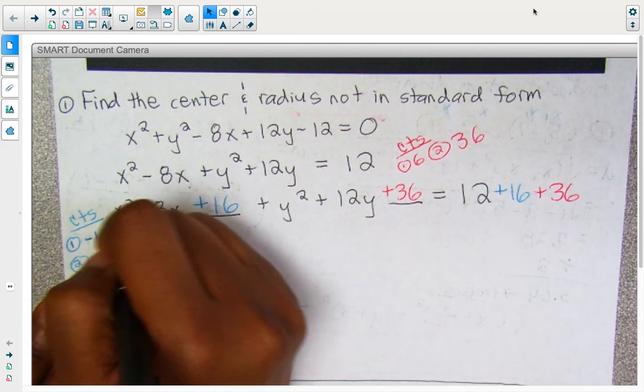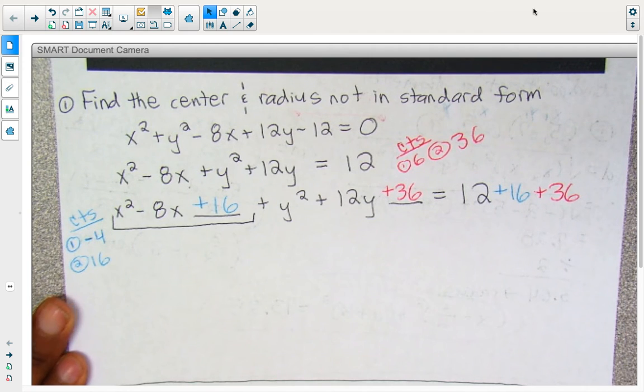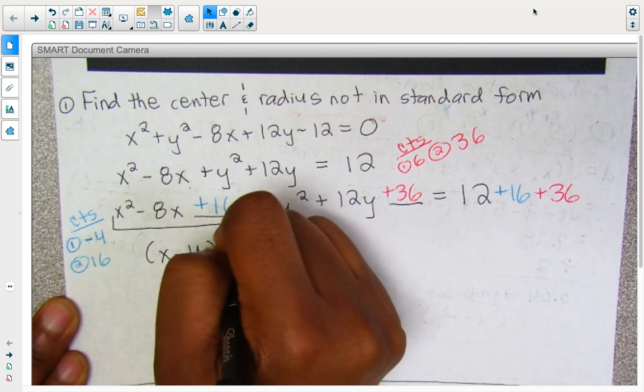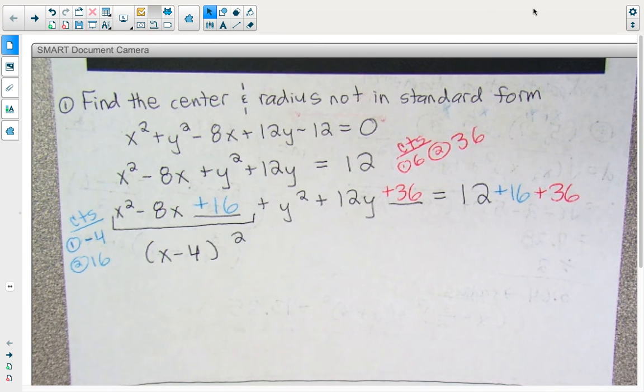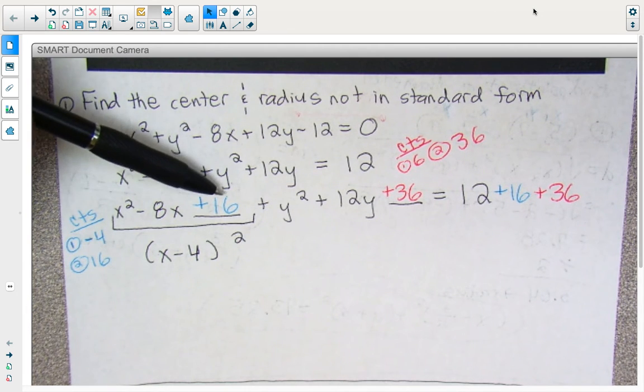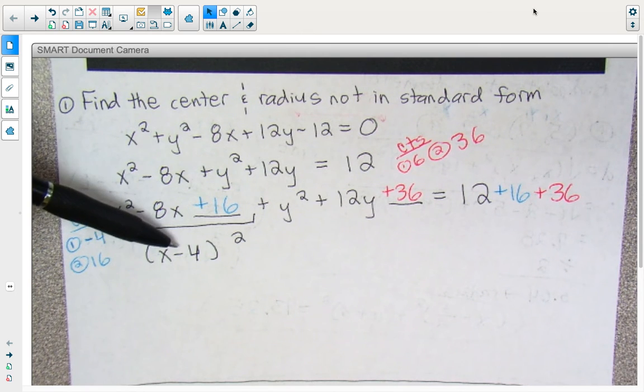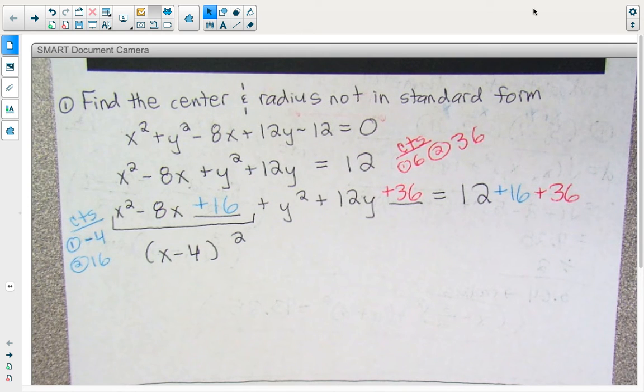Now, I'm going to factor this part. This part factors into (x minus 4) squared. How do I know that? Because I'm trying to think of two numbers that multiply to give me 16 and add to give me negative 8. Those two numbers are negative 4. And if you flash back a very long time ago, I told you when you complete the square, if you get stuck factoring, it'll always be the first number here.